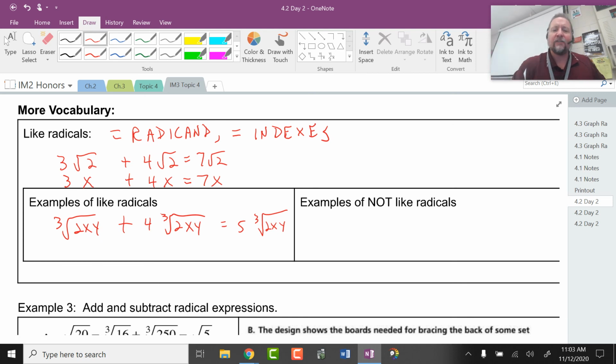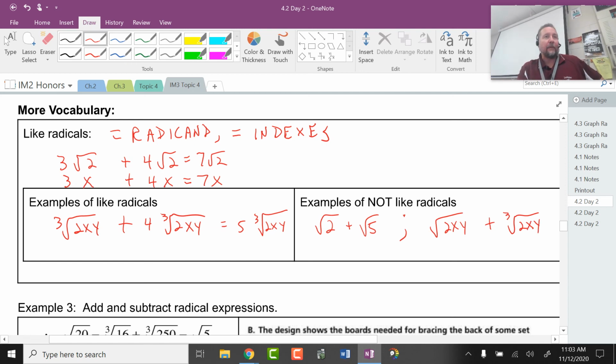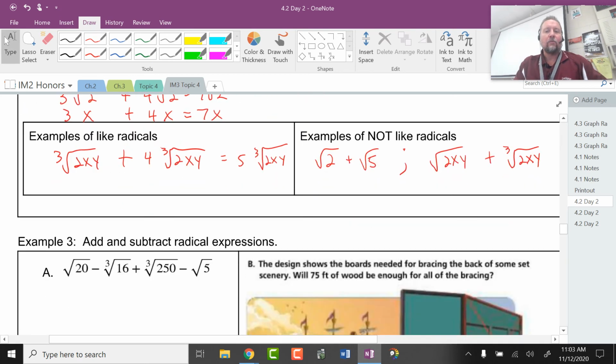And then, of course, if the radicands are not the same, root 2 plus root 5, these cannot add. Do not make that root 7. You are making up a situation. Another example of not like radicals: square root of 2xy cannot be added to the cube root of 2xy. The indexes are not the same, so these cannot be combined. They have to be exactly spot on in both index and radicand. So those are 2 examples of not like radicals.